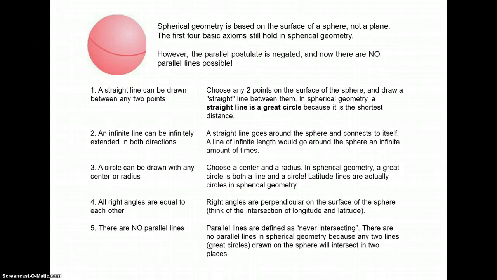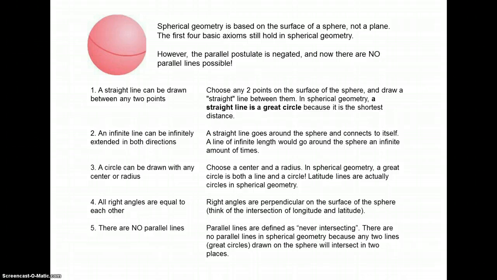Can we draw a circle with any center and radius? Well, sure. Pick a center anywhere you want. Pick Berlin, Germany. Okay. How big do you want your circle to be? 25 miles? Well, draw a circle where every point on the circle is 25 miles from Berlin. Latitude lines are what we think of as circles in spherical geometry. Are all right angles equal to each other? Well, we can draw right angles on the surface of a sphere. For example, the intersection of longitude and latitude lines. So we can determine that they're equal to each other, and thereby all angles can be defined from that.